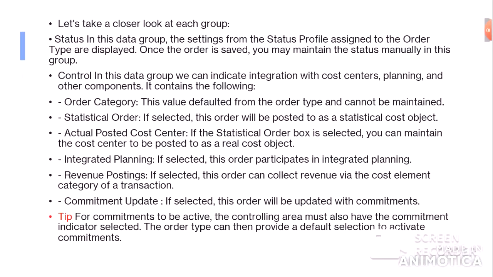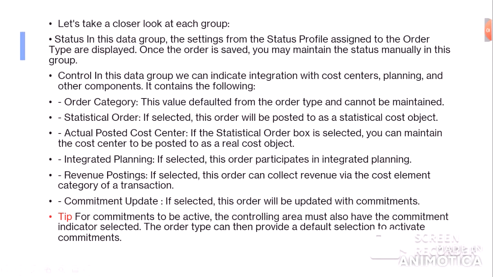So in the control section, in this data group, we can indicate integration with cost centers, planning, and other components. So it contains the following: the order category. This value is defaulted from the order type and cannot be maintained. Statistical order. If selected, this order will be posted to a statistical cost object.